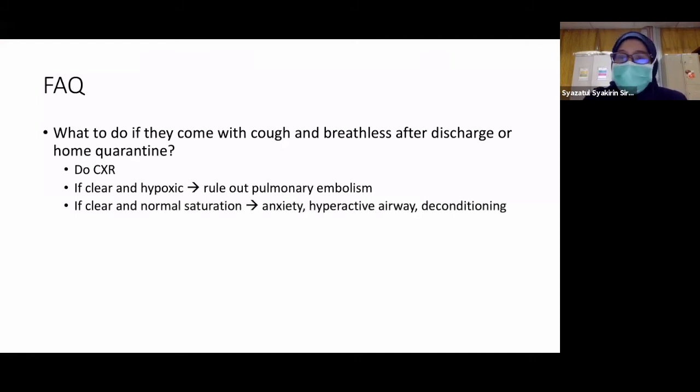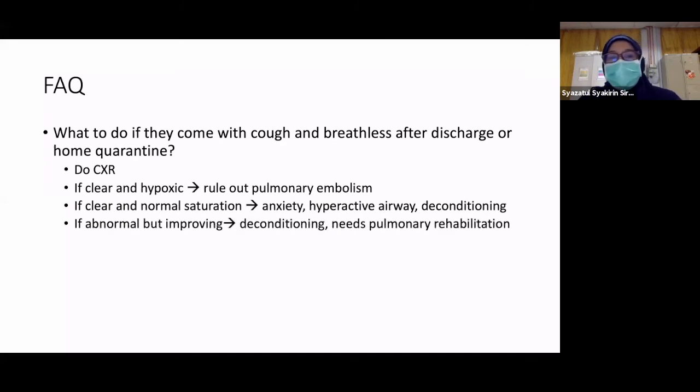If clear and normal saturation, consider whether the patient is anxious, or has a hyperactive airway, or deconditioning. For hyperactive airway, usually I would propose to just give MDI budesonide for a shorter period of use. For deconditioning, usually we will just enhance the pulmonary rehab. If abnormal but improving, it may be due to deconditioning, which may need pulmonary rehab.